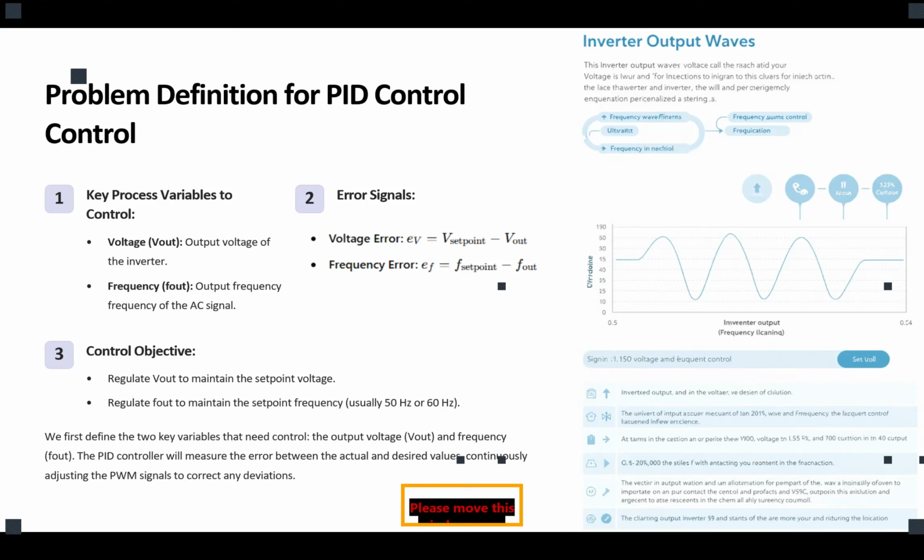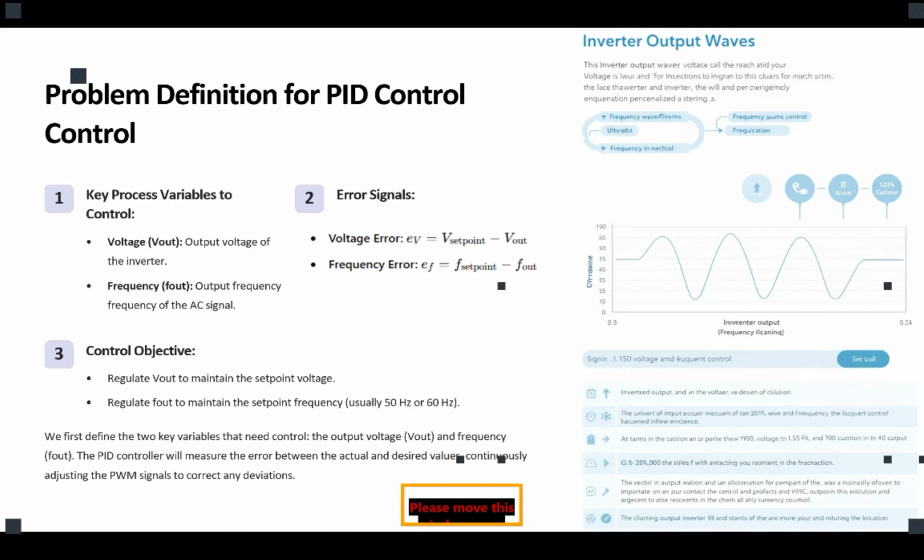So we have to define the error signal for these two variables. And as you can see on the screen, it's pretty simple. The error is basically the difference between the set point and the current value, or the output value that we have, for each of them. The objective of the control is to eliminate that error, so it pushes our current value toward our desired value. Okay, so this is the third key aspect of a PID controller.